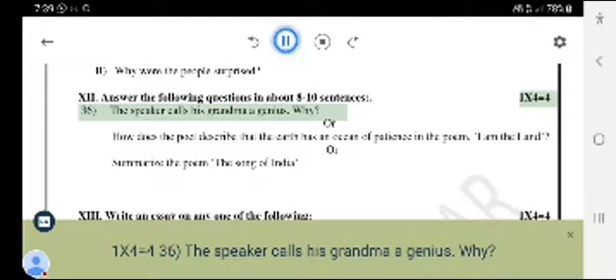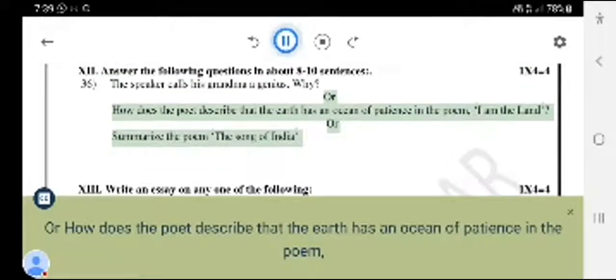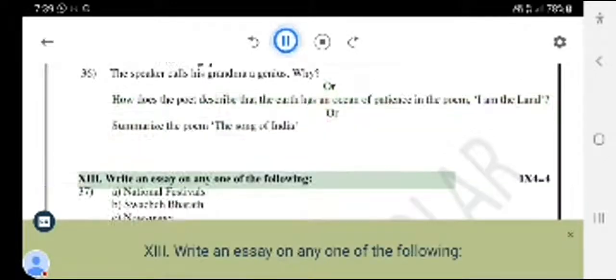1x4 = 4, 36. The speaker calls his grandma a genius. Why? Or how does the poet describe that the earth has an ocean of patience in the poem, I Am the Land? Or summarize the poem, The Song of India.